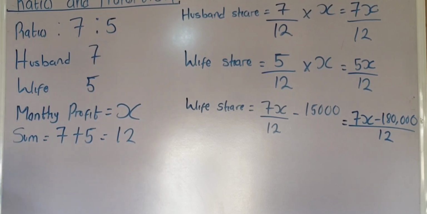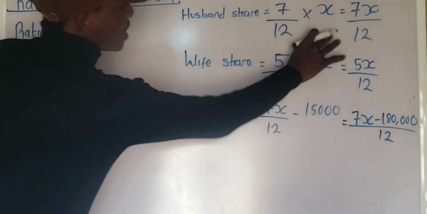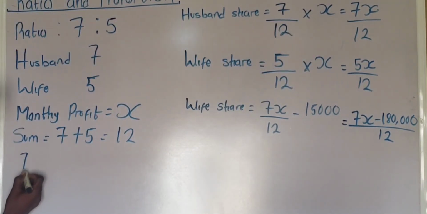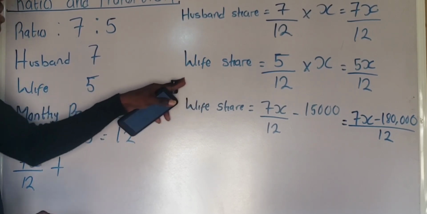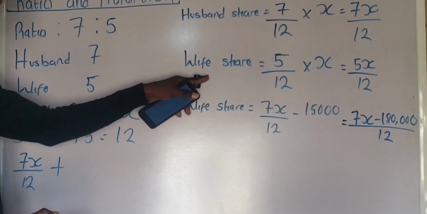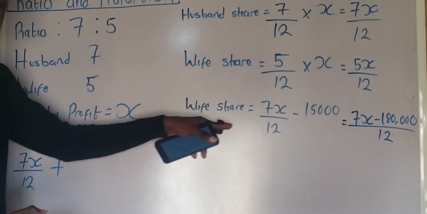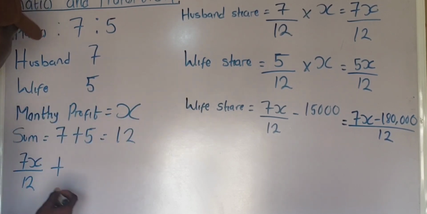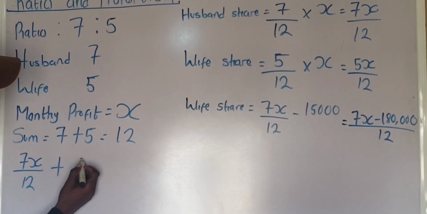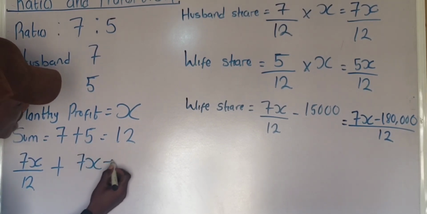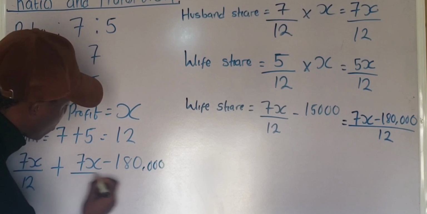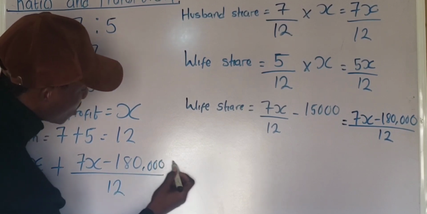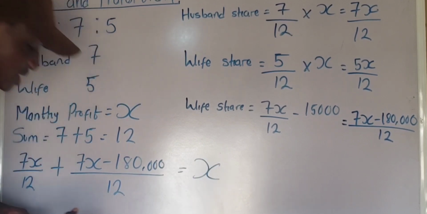Do you understand? So the husband's share is what? 7x over 12. So I'm going to have 7x all over 12 plus the wife's share. For the wife's share, I will not use this expression. I will not use this equation. I'm going to use this. Do you understand? So 7x all over 12 plus (7x minus 180,000) all over 12 must be equal to x, because x is the monthly profit.